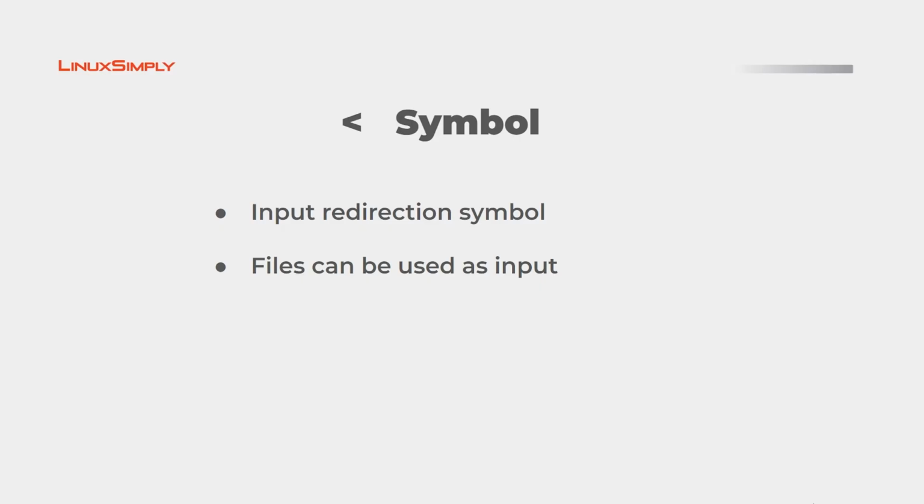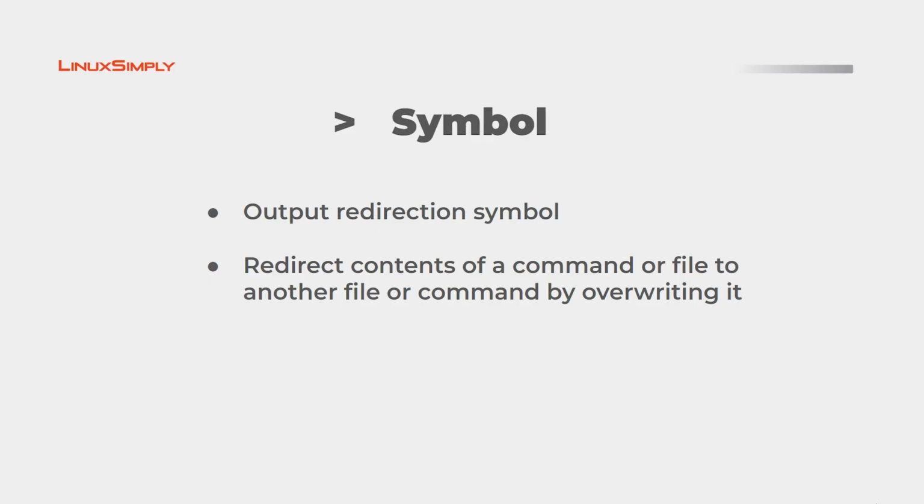The first symbol which I am going to talk about is the less than symbol. This is known as the input redirection symbol. Before talking about it further, I will talk about standard streams a bit. There are three types of standard streams, which are standard input stream, standard output stream, and standard error stream. The less than symbol is used to redirect input to a file or a command. You can use files as input, which are to be redirected. I will demonstrate it further in the terminal later in this video.